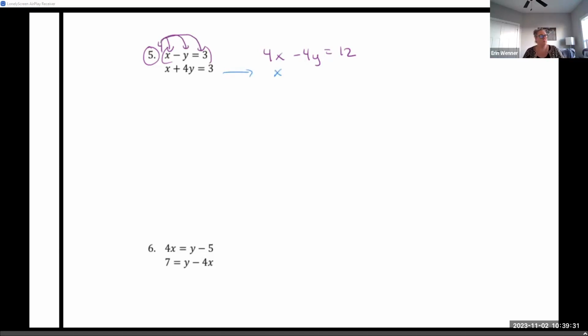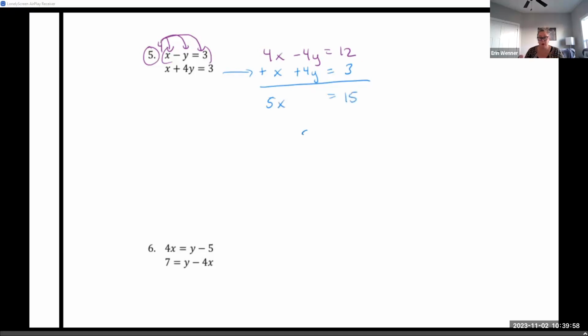I can now, oh, let me let this catch up. I don't know why sometimes it's faster pairing than others, but okay. So now I've got that minus 4y, positive 4y, so I can add them together. 4x plus x makes 5x. 12 plus 3 is 15. So I have 5x equals 15.